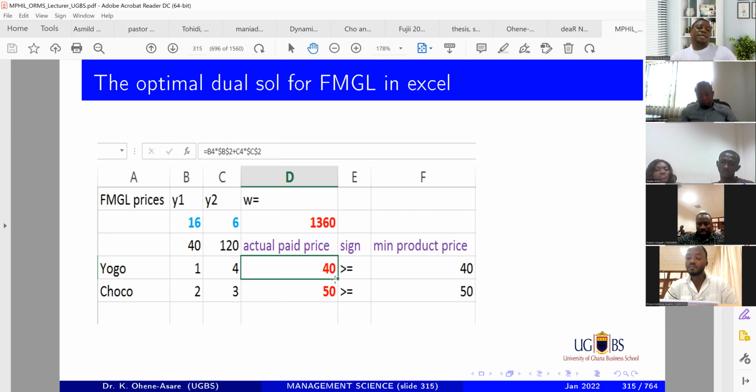And so that is why this will satisfy the complementary slackness approach, because you can see that there are no slacks here. There are no slacks, or in this case, there are no excesses at all.